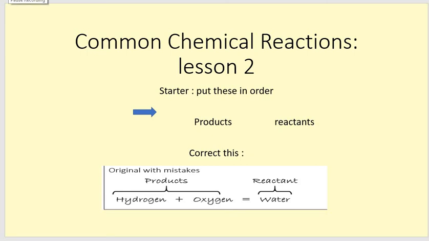Here is your second lesson in common chemical reactions. And yes, there is a practical a little bit later on. So you will need to start this early this week. Now your starter is on this slide again.